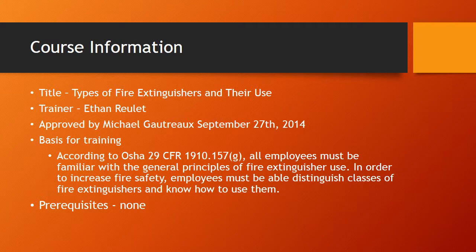The basis for this course is OSHA Standard 29 CFR 1910.157 Section G. This states that all employees must be familiar with the general principles of fire extinguisher use. In order to increase fire safety, employees must be able to distinguish the classes of fire extinguishers and know how to use them. Because this course is for everyone, there are no prerequisites required. Anyone from a janitor to a CEO needs to know how to use a fire extinguisher.